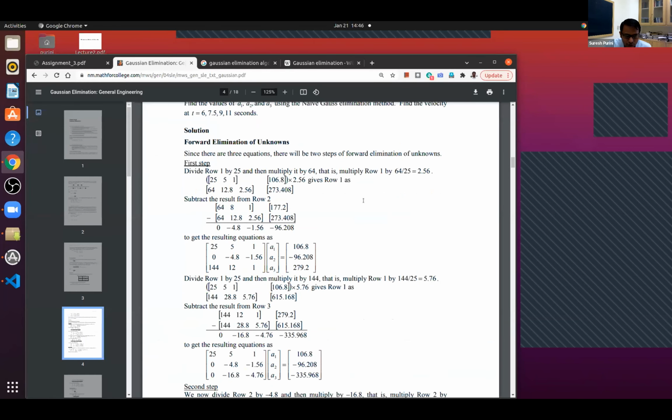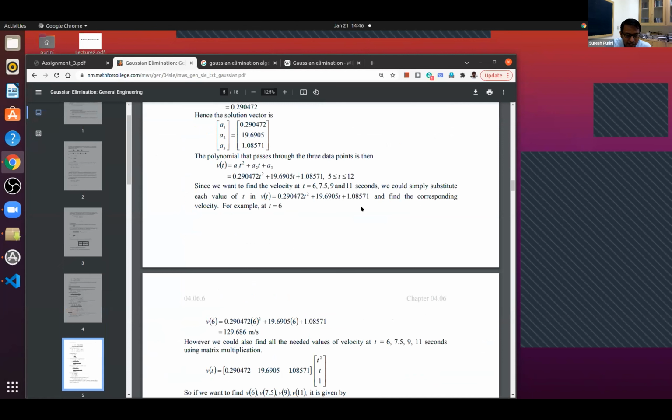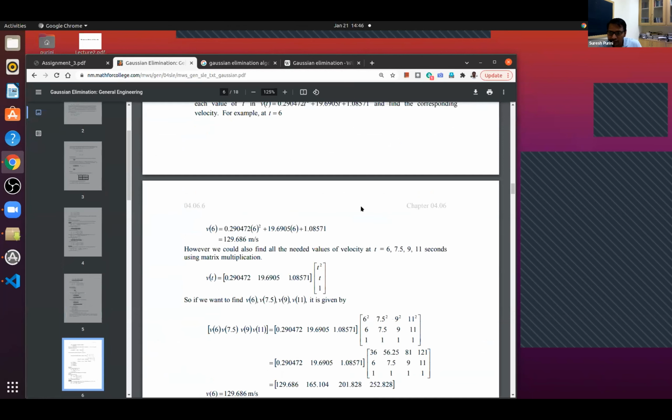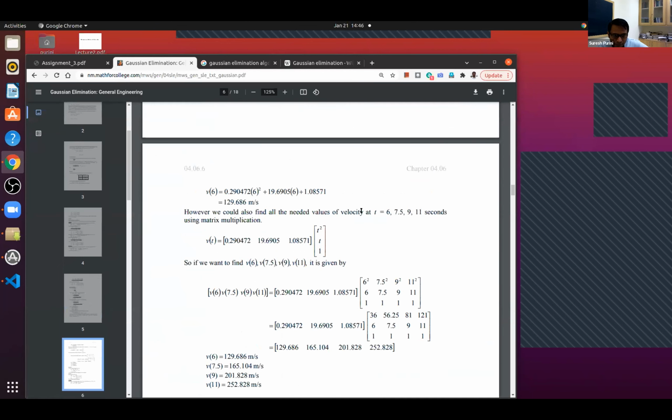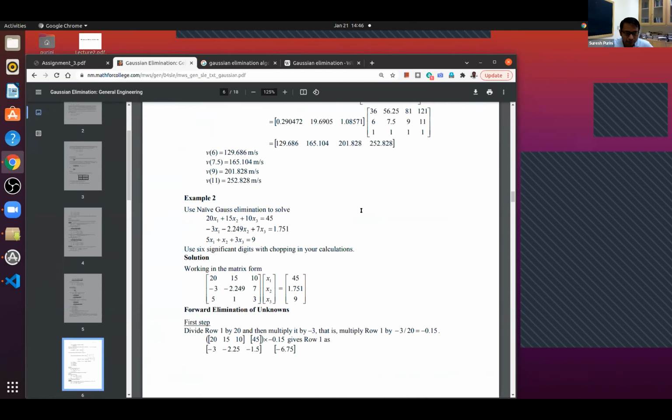So in any case, you do the forward elimination, then backward substitution. One interesting thing here is, number one, are you all with me on the Gaussian elimination algorithm? Yes or no? Okay, number one, Gaussian elimination has forward elimination and backward substitution.